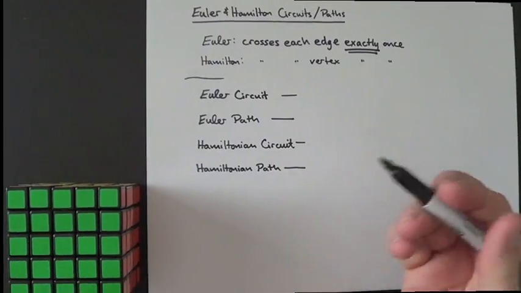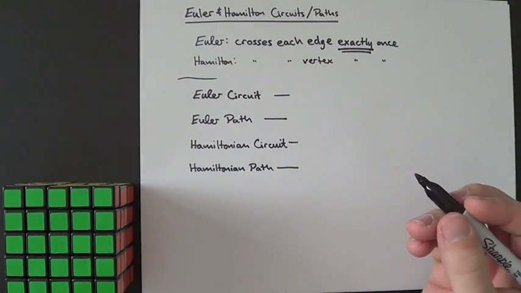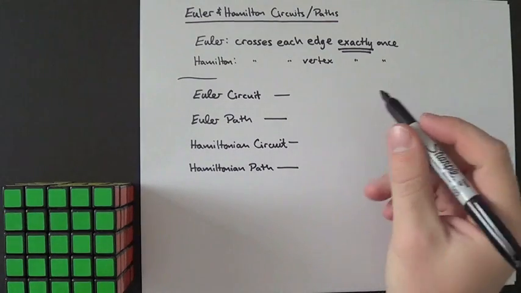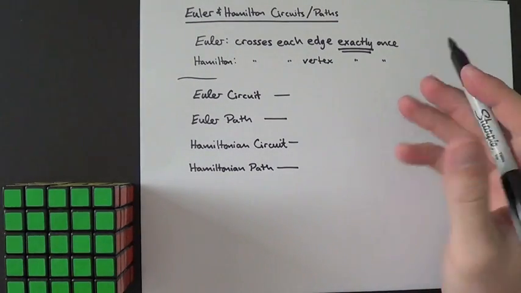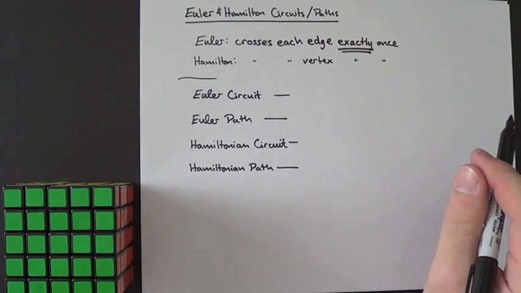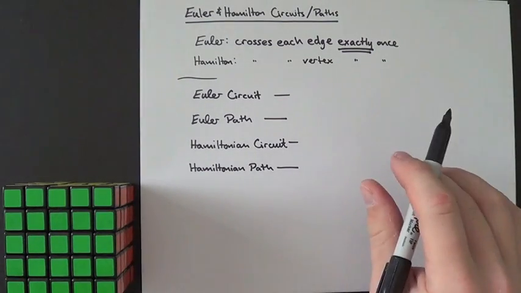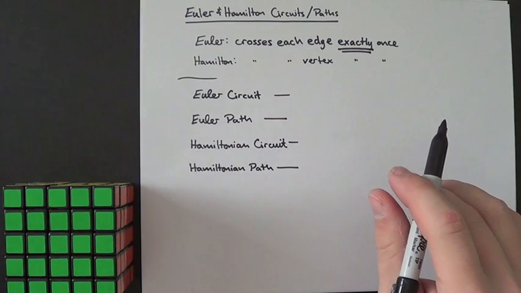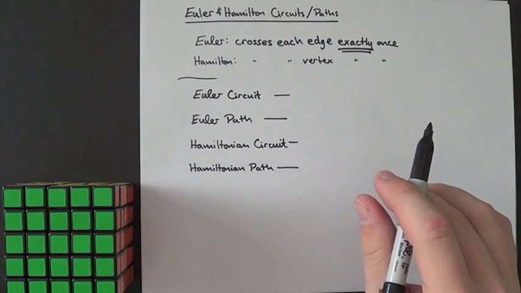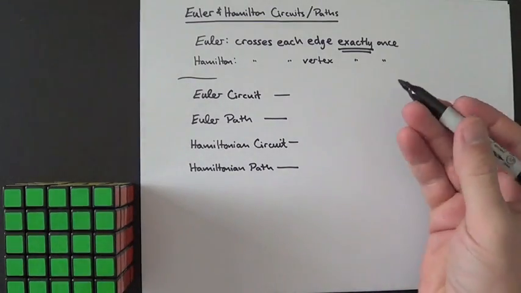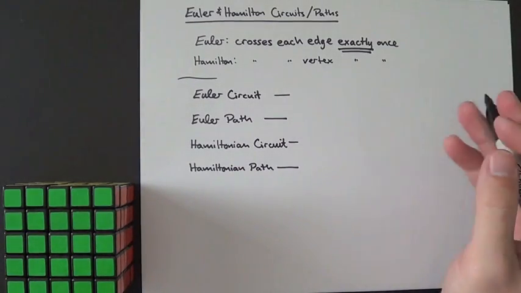Euler and Hamiltonian circuits and paths. This is section 5 in your text. Just a quick run through of basically what it talks about. We're not going to go into too much detail in this video, just because a lot of the theorems are pretty self-explanatory, and really you just need to work with the information that we're about to discuss.